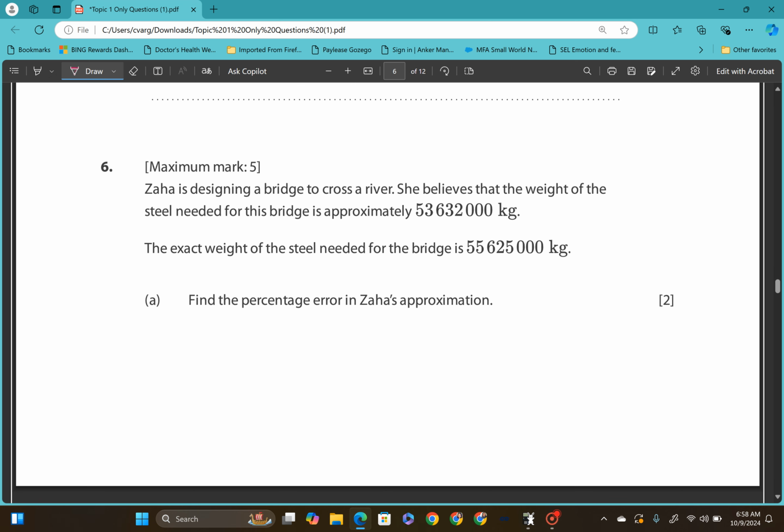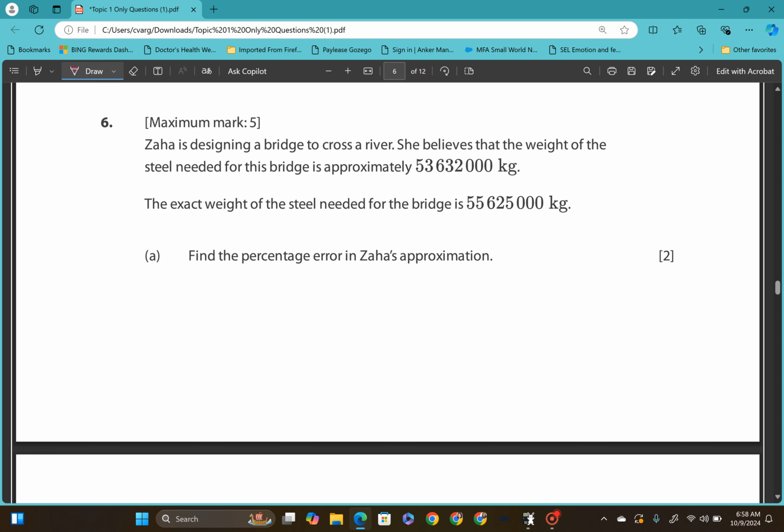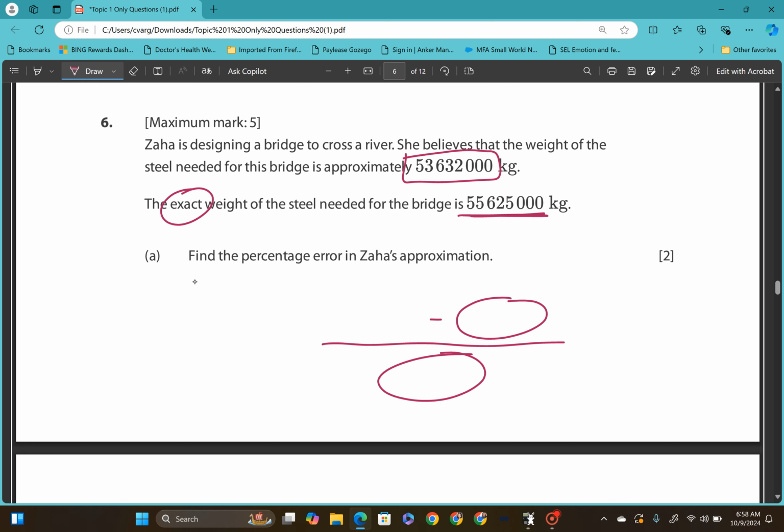Question number 6. So for this one, they're telling us to find the percentage error. So if we take a look at what we have here, they give us the exact weight. So the exact weight is this right here. So in our percentage error, that's the one that has to go here and here. It's the one that goes twice, okay? This one is going to be the one that goes here.